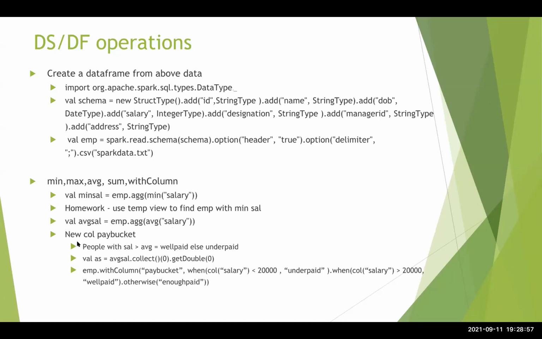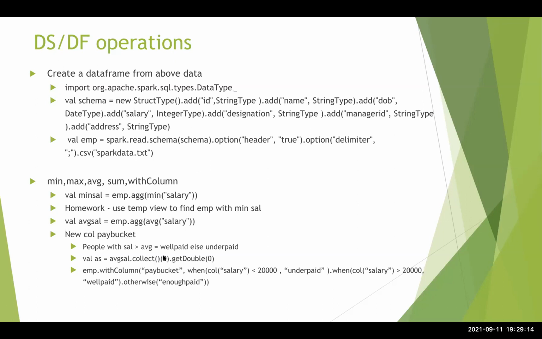Now I want to add a new column. For example, people with salary greater than average are well paid, otherwise they are underpaid. The average salary I have already created, so I say average salary dot collect. It will be only one record.